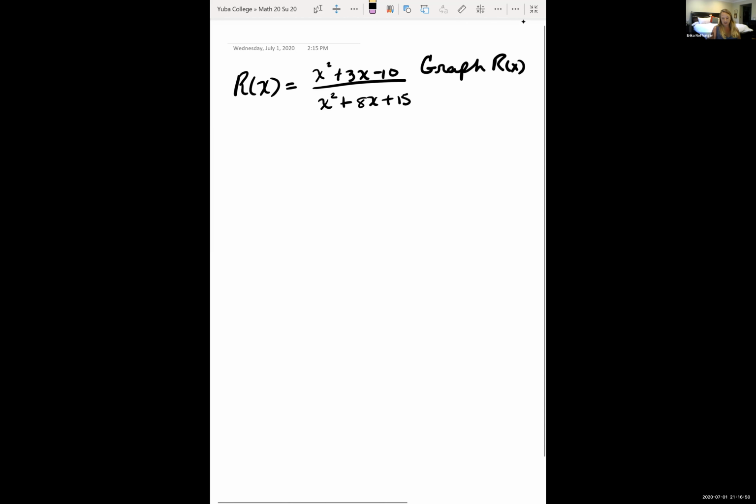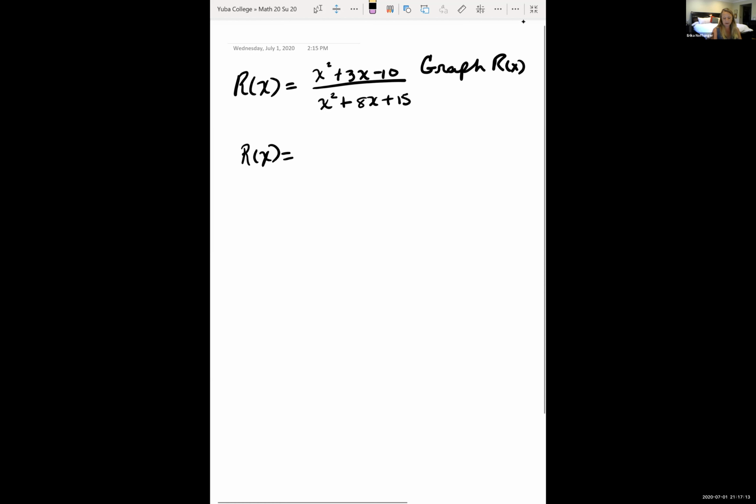Okay, so in order to graph this, we want to find vertical asymptotes, and we want to find horizontal or slant (oblique) asymptotes, depending, and intercepts, and then start putting it together. So let's start by factoring both the numerator and the denominator, if possible.